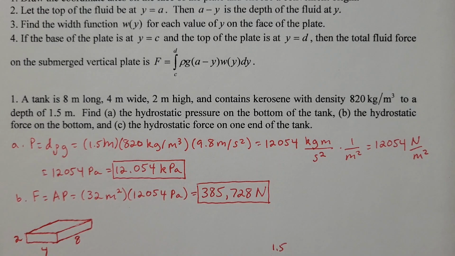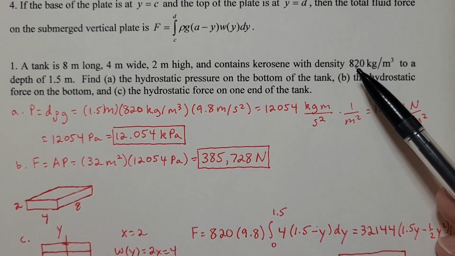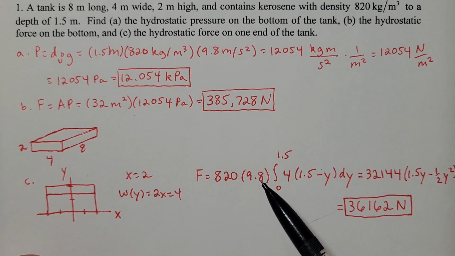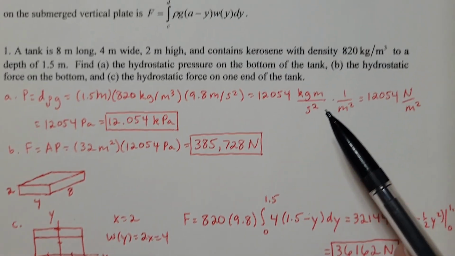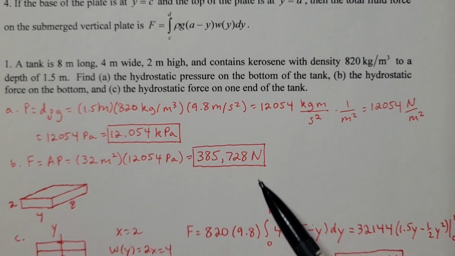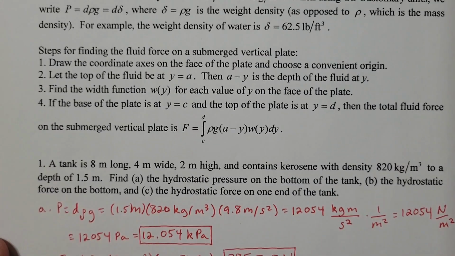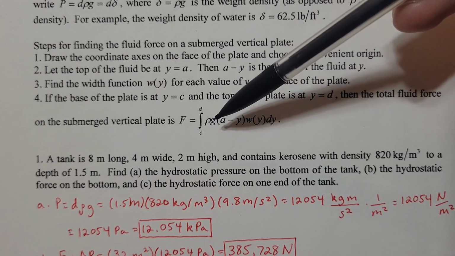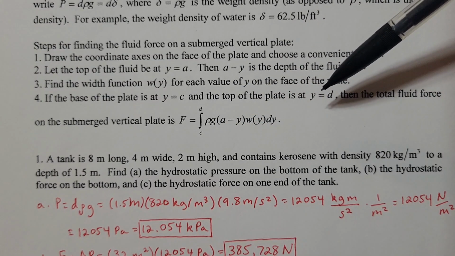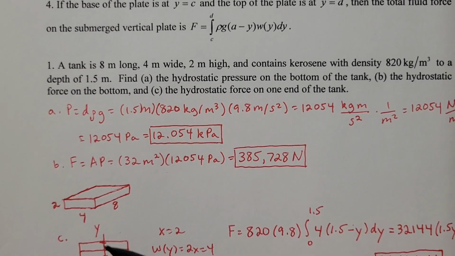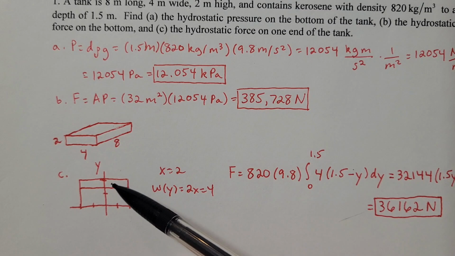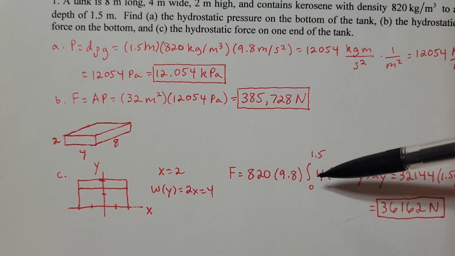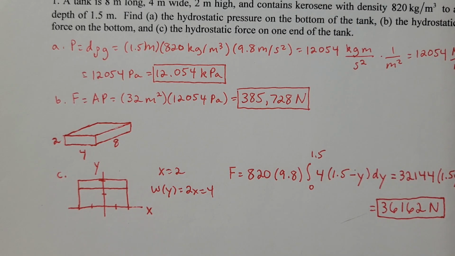Anyway, we have rho times g. Rho is the mass density, so the mass density is 820 kilograms per cubic meter. And g, the acceleration due to gravity, is 9.8. That's a constant, so those two numbers can go outside my integral. Then the bounds on the integral: the base of the plate is at y equals 0. The plate is 2 meters high, but there's no fluid touching the plate for that last half meter. So I'm going to be going from 0 to 1.5 on the integral.